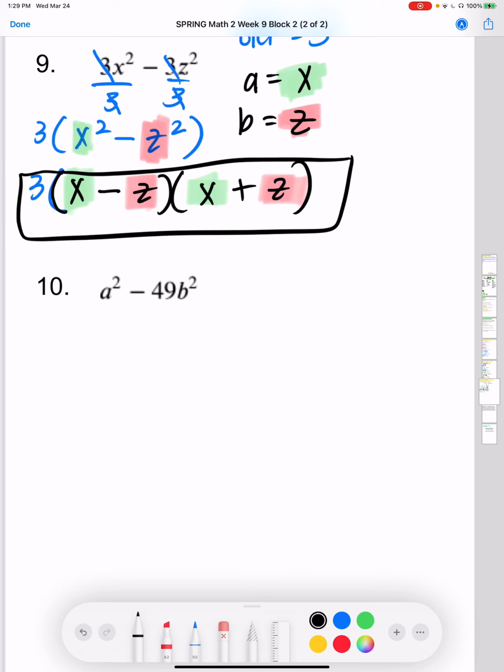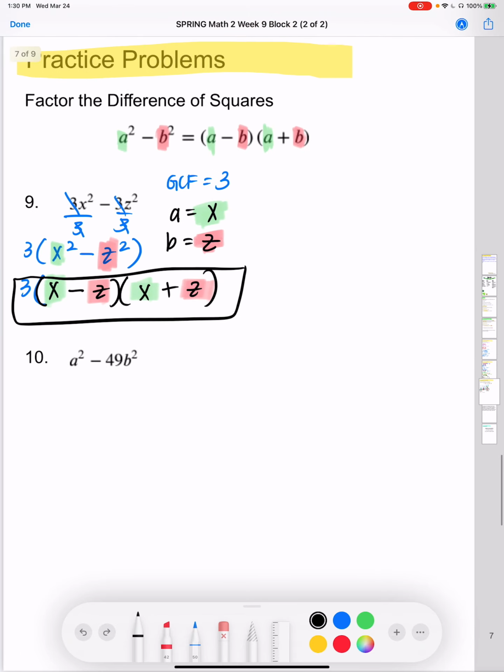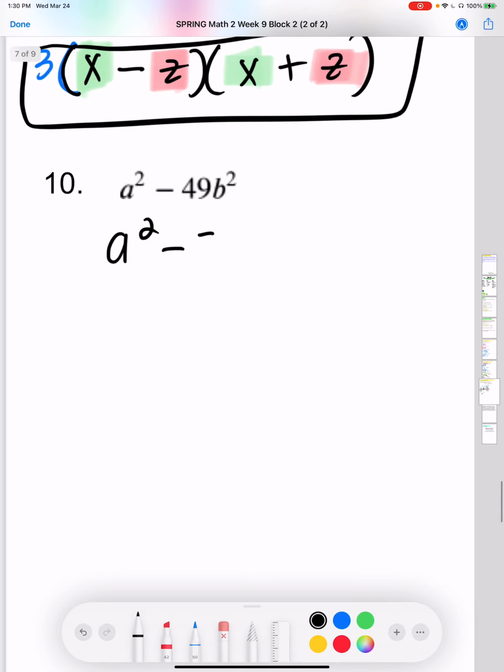Okay, for number 10, you have a squared minus 49b squared. Now, if you want to try to factor out a GCF, in this case, you don't have one, okay? So a squared is my only term at the beginning. I don't have an a squared or anything with an a in my second term. So I actually can't factor anything out. So I'm just going to go ahead and apply the difference of squares. But before I do that, I'm going to write 49 as a square. So let me do that. A squared minus 49 is a perfect square, so I can rewrite it as 7 squared, and then b squared. Bring that down. I'm going to rewrite the second portion as one term. So this is 7b squared.